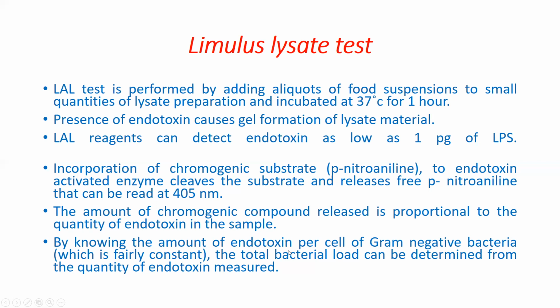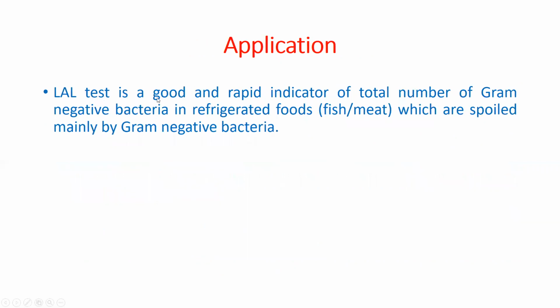So by knowing the amount of endotoxin per cell of gram-negative bacteria, which is fairly constant, the total bacterial load can be determined from the quantity of endotoxin measured. So based on the quantity of endotoxin measured, we are counting the bacterial load. Application: the LAL test is a good and rapid indicator of the total number of gram-negative bacteria in refrigerated food, especially fish and meat, which are spoiled mainly by gram-negative bacteria. So for our fishery products, we can do this test.